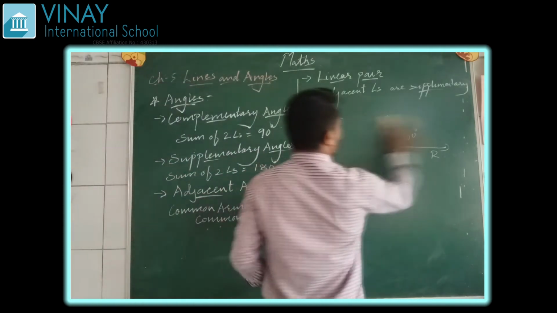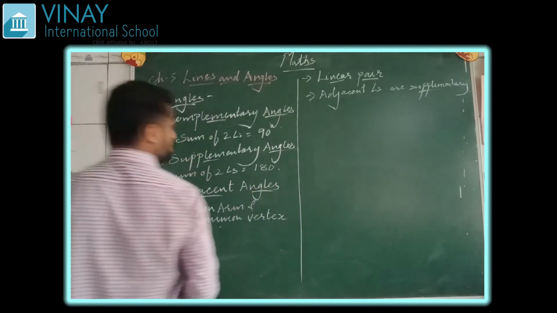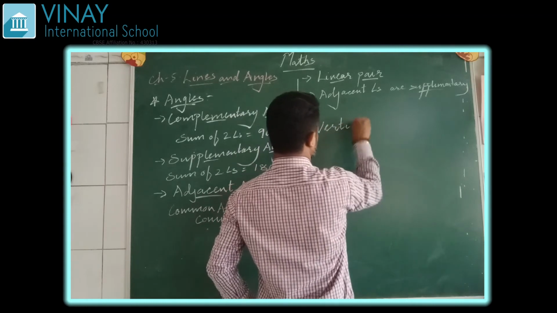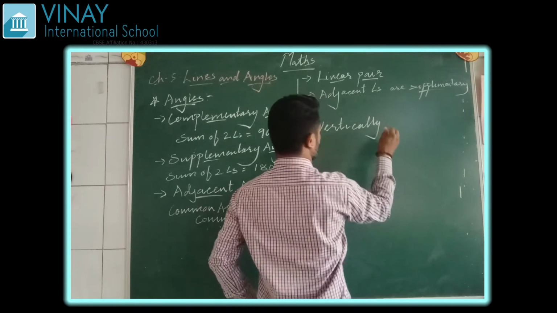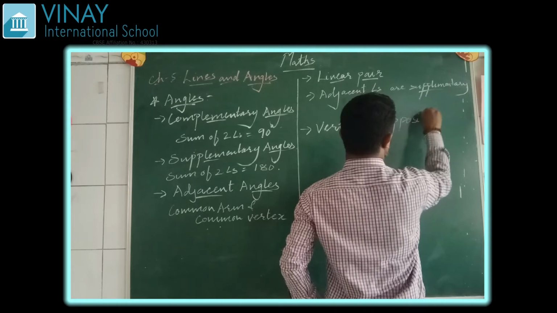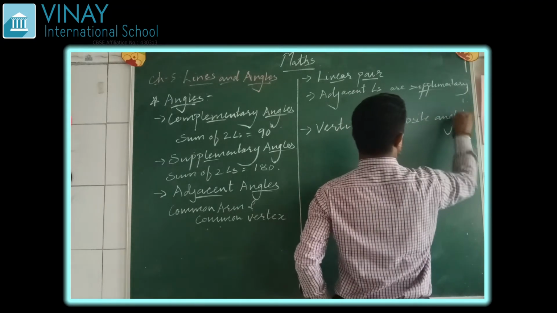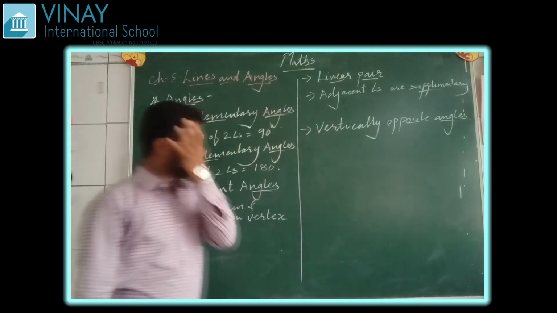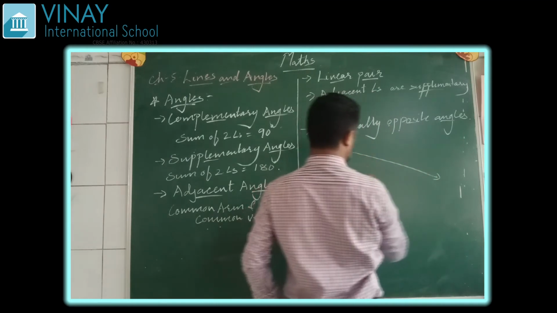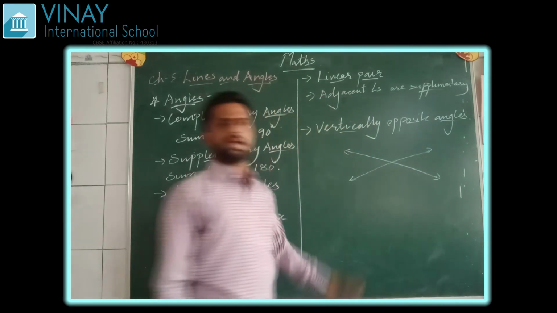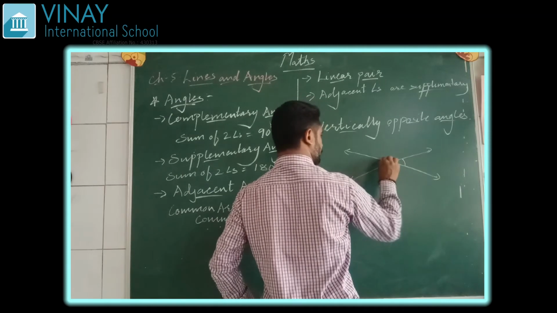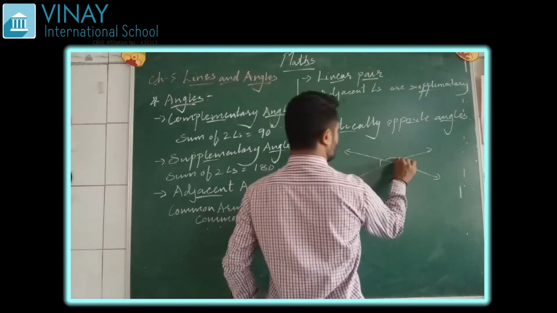The last pair of angles is vertically opposite angles. Now, when two lines intersect each other, it will form two pairs of vertically opposite angles.